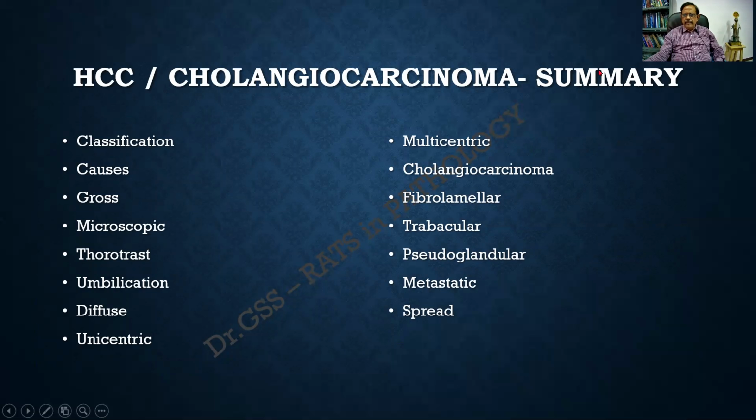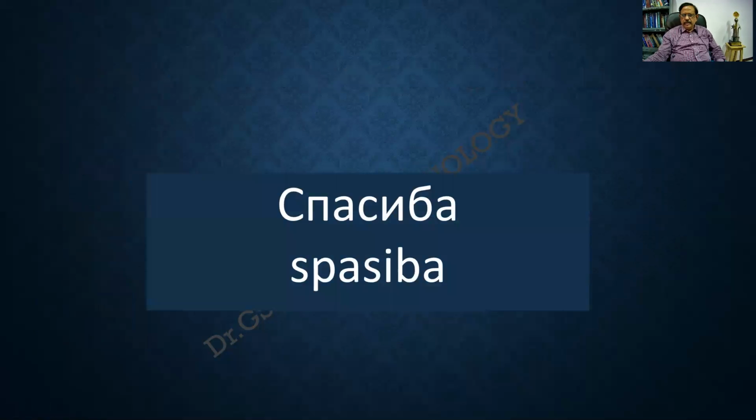And this is a summary. A lot has been spoken, but we have spoken about the classification, what are the causes, gross and microscopic picture, the role of R.A.T.S, and umbilication, diffuse, unicentric. These are all the various types that we had mentioned. Polyvinyl chloride, which is used for making the pipes, is again a source of an angiosarcoma that I had mentioned in the list. Thank you.